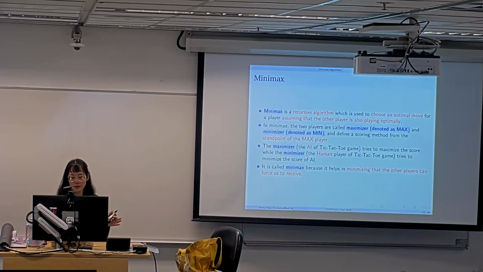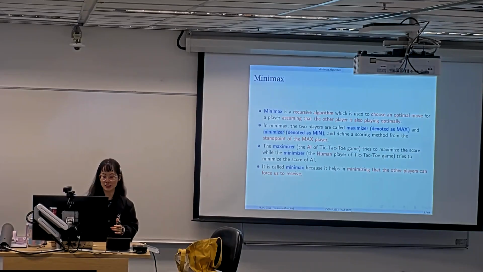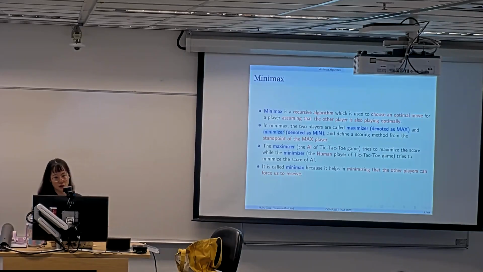Of course, the maximizer will definitely want to maximize this score. But the minimizer will definitely want to minimize this score, because this score represents the Max player's score. And this is a zero-sum game, so minimizing the maximizer's score is equivalent to maximizing the minimizer's score. That's why they are called Max and Min. You can consider the maximizer as some AI for the tic-tac-toe game, trying to maximize the score, while the minimizer tries to minimize the score of the AI.